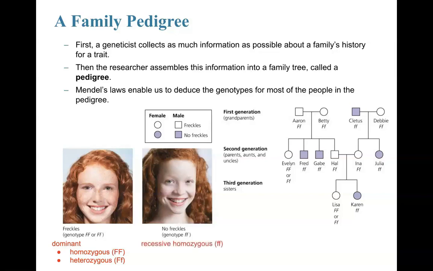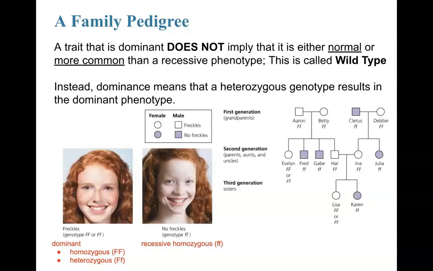The sister that has no freckles, because freckles, I'm telling you, is a dominant trait, must be homozygous recessive. She must have two lowercase f's. A trait that's dominant does not imply that it's either normal or more common than a recessive phenotype. It's just simply going to be the dominant allele.